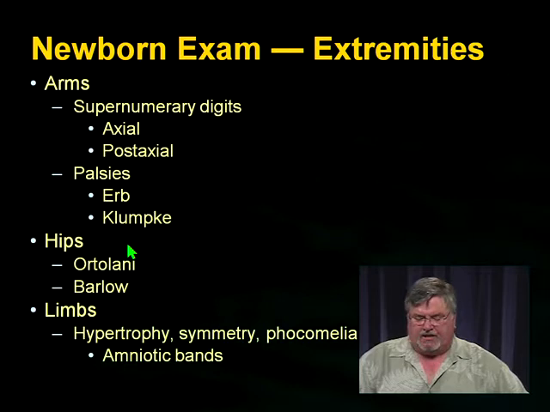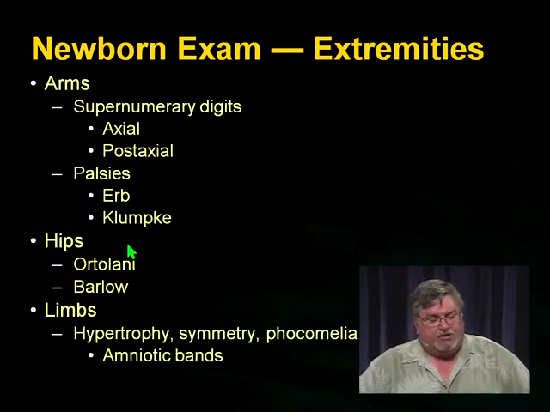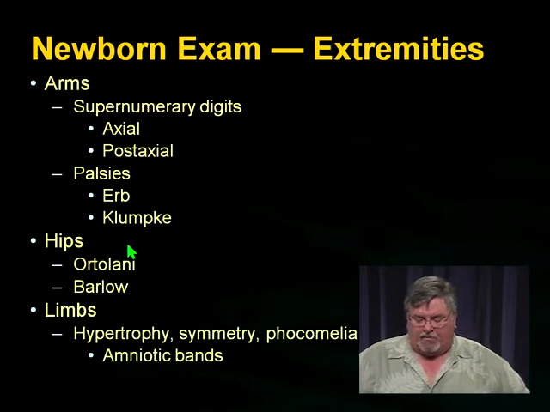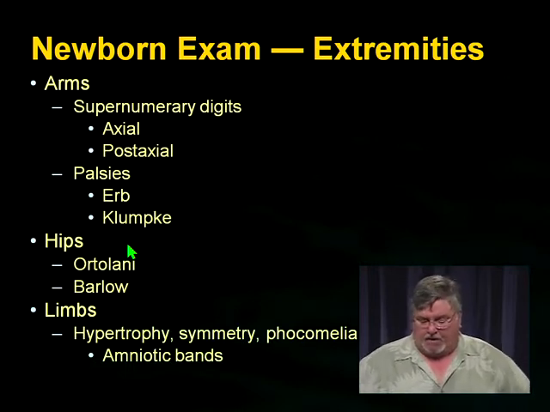Palsies, Erb's and Klumpke's. The difference between these: they are upper extremity palsies associated generally with shoulder dystocias or brachial plexus injuries. The difference between an Erb's and a Klumpke's is involvement of the fingers. So Klumpke's has involvement of the fingers, Erb's doesn't, and that will be a question. I don't know why, but obviously either Erb's or Klumpke's are still alive somewhere.